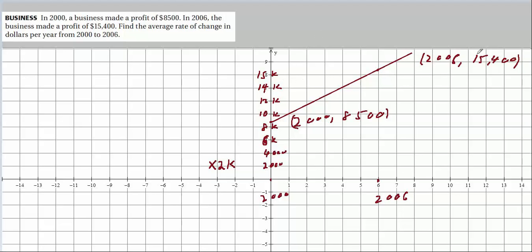What would the average change be? Well, it's the slope of this line. And what is the slope of this line? Well, here's the point, 2006, 15,400. So let's start our y2 minus y1 as 15,400 minus what? Well, 8,500 down here, right? And then we have 2006 minus 2000. Well, I'm just going to put a 6 down there. It seems kind of obvious.